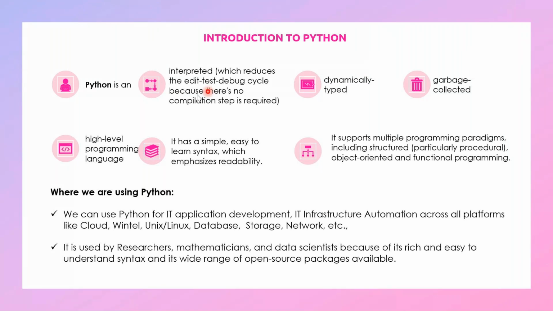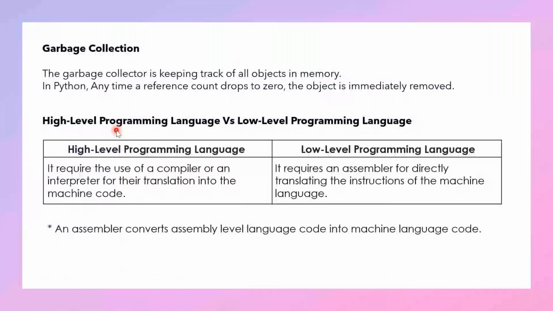The next one we are supposed to start with is the high-level programming language. There are two kinds: low level and high level. The low level was used long back, as I said, in assembler language. Nowadays all programs are in high-level languages, since they use a compiler or interpreter to translate the code into machine code.